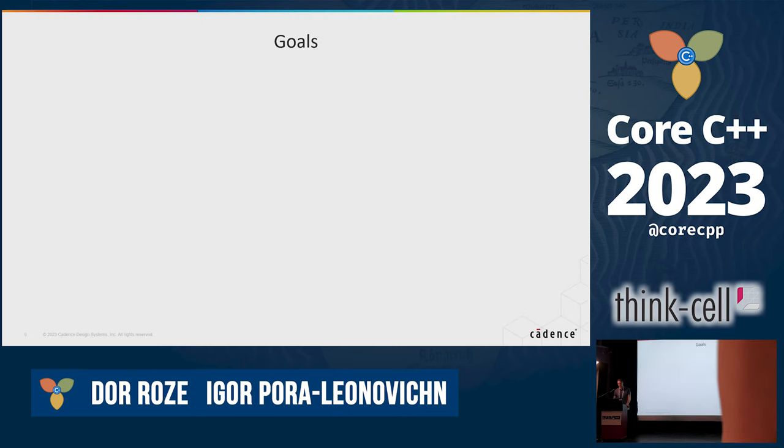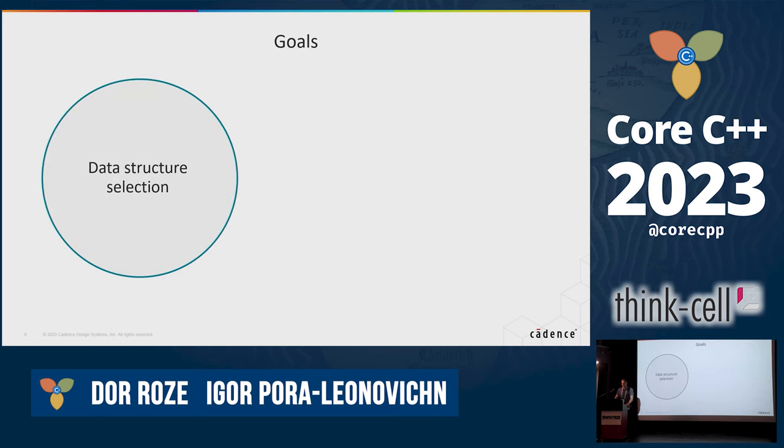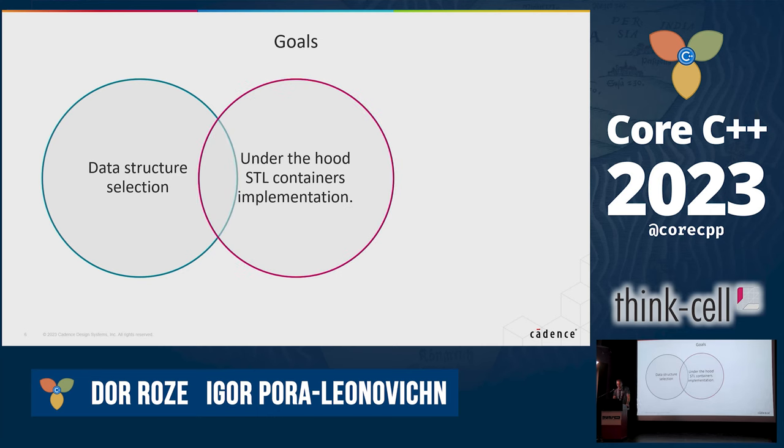The goals of my talk are, first of all, data structure selection: which data structure to use in terms of performance and when to use it. Under which cases it's better to use one data structure than the other in terms of performance. The second goal is the under-the-hood STL containers implementation. We're going to analyze the data structure of some STL containers and see how it affects performance.